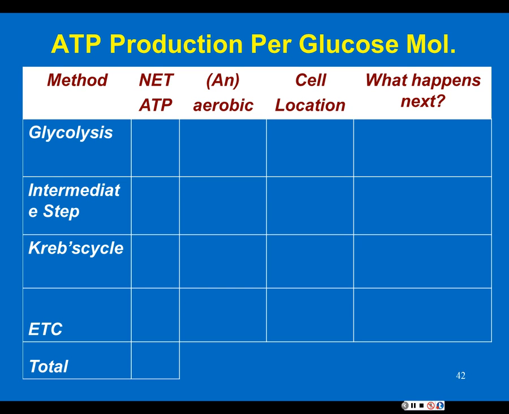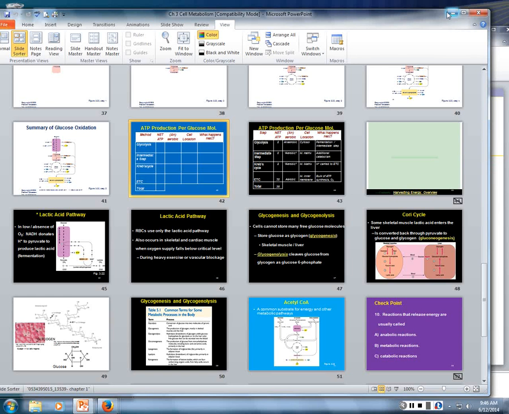Yes? Anaerobic. The only real aerobic step is which? The electron transport chain. Good. Additional questions? All right, if we have time, we'll come back to the lactic acid pathway. If not, we're okay. So let's go ahead and transition to chapter 4, which is dealing with cell transport mechanisms.